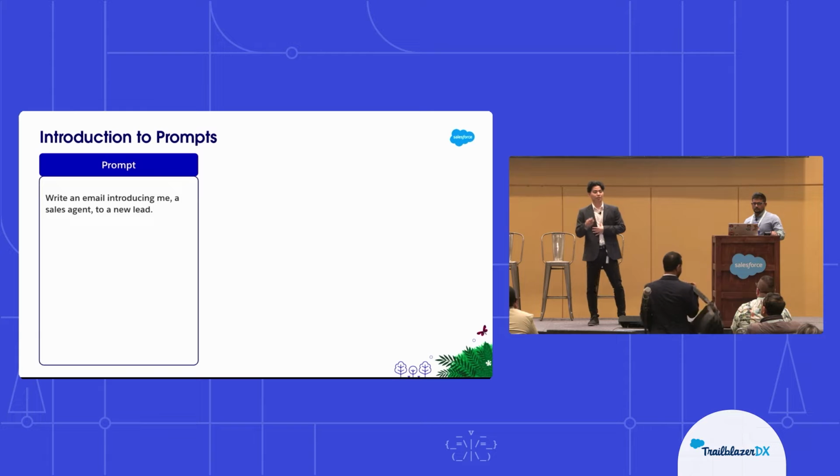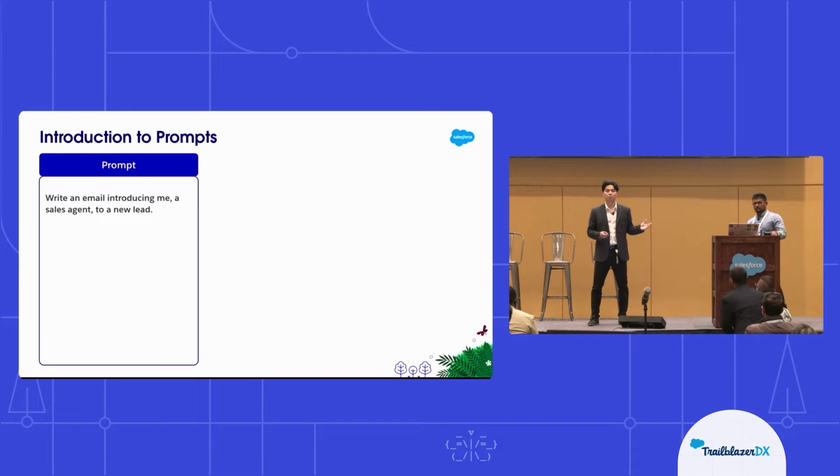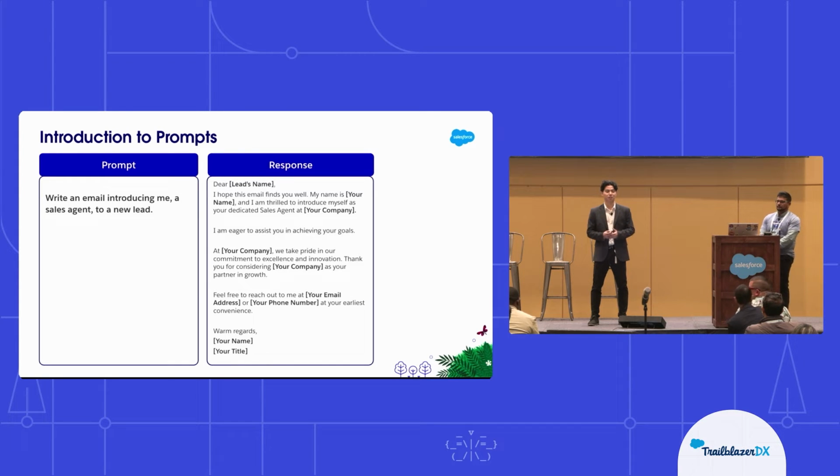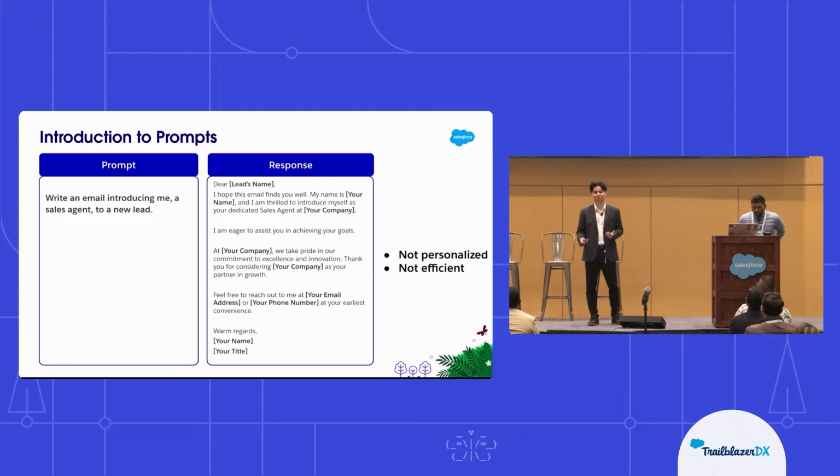But if we took this email in its current form and this prompt, you'll see that the response we get is very vague and generic. It's filled with placeholders, and our sales agent wouldn't be able to use this response in its current form. They'd have to go in, replace each placeholder for every customer they're writing to, making this very cumbersome and a lot of effort, so it's not personalized and it's not efficient.